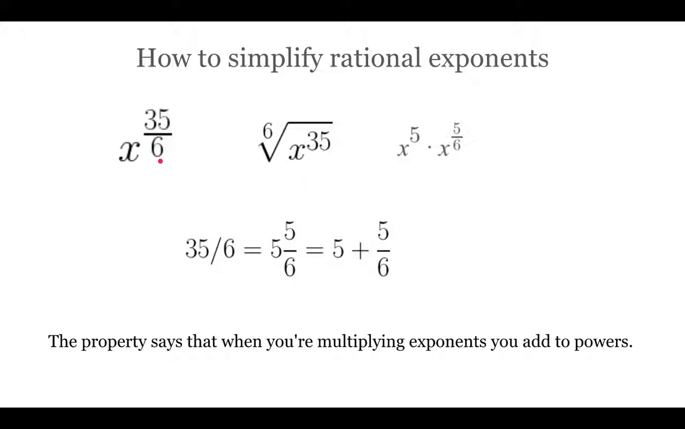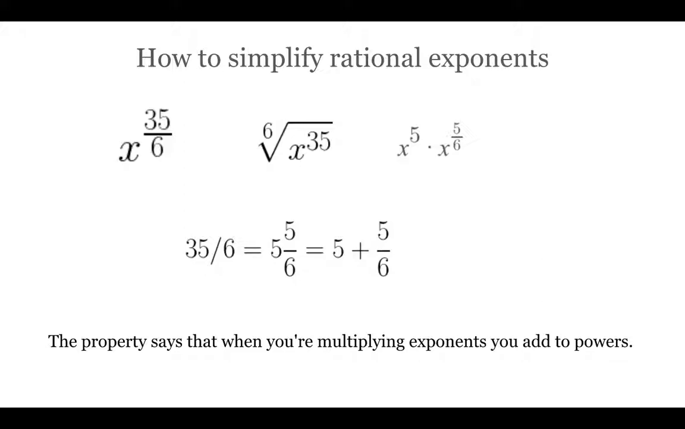Remember, the denominator of the rational exponent is the index of the radical, and the numerator, which is 35, is the power of the radicand. So the denominator is the index or the root, and the numerator is the power. So this expression right here that I'm circling, we read that as the sixth root of x to the 35th power. The sixth root of x to the 35th power.